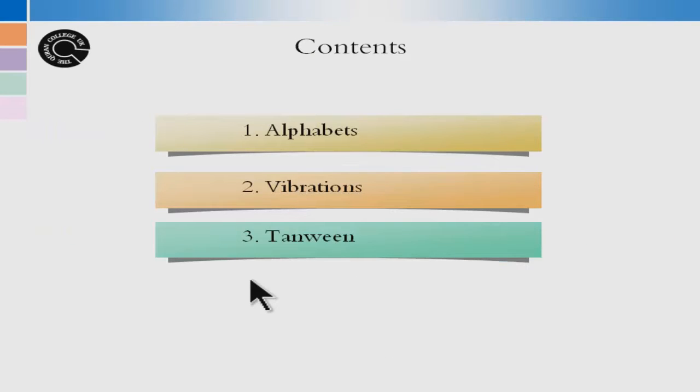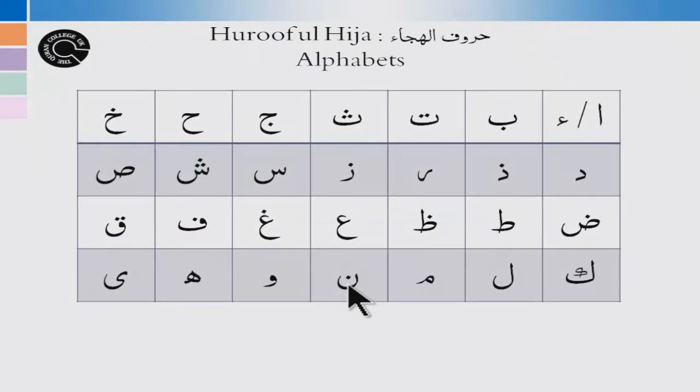In this lesson we will be looking at the Arabic alphabet, and then we will also be looking at how many vowels there are, and finally we will be looking at the double vibration, which is called the tanween. In Arabic there are altogether 28 alphabets.